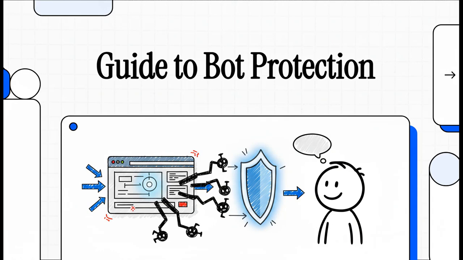All right, let's get right into it. So your app is live, traffic is coming in, and things are looking good. But what you might not see is that a lot of that traffic isn't human. It's bots, automated scripts trying to scrape your data, burn through your resources, or just cause total chaos. So the big question is, how do you stop them without driving your real users crazy?